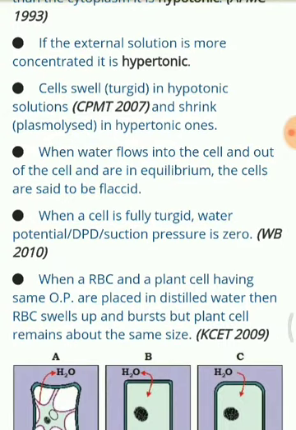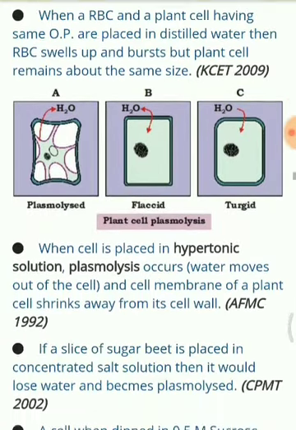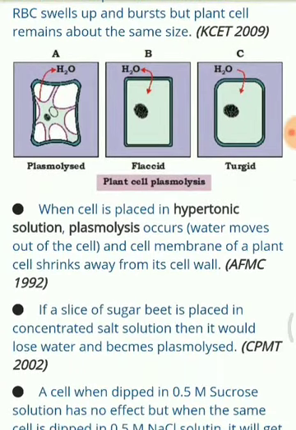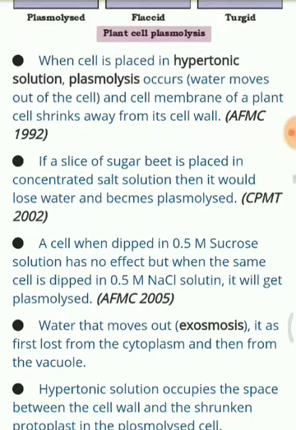When an RBC and a plant cell having the same OP are placed in distilled water, then the RBC swells up and bursts, but the plant cells remain about the same size. When a cell is placed in hypertonic solution, plasmolysis occurs. Water moves out of the cell and the cell membrane of the plant cell shrinks away from its cell wall. If a slice of sugar beet is placed in concentrated salt solution, then it would lose water and become plasmolysed. A cell when dipped in 0.5 molar sucrose solution has no effect, but when the same cell is dipped in 0.5 molar NaCl solution, it will get plasmolysed.